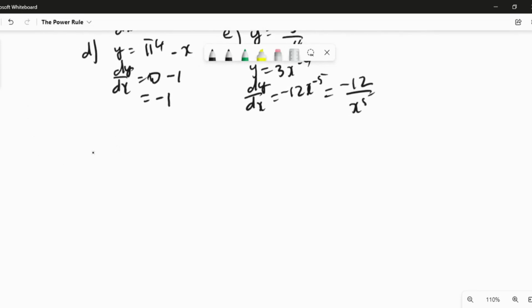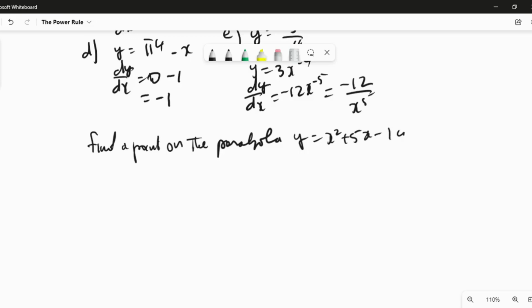So let's see some problem here. Find a point on the parabola y equal to x squared plus 5x minus 1, where the slope of the tangent is 1. Therefore, now we have the power rule. So the slope of the tangent is 1.